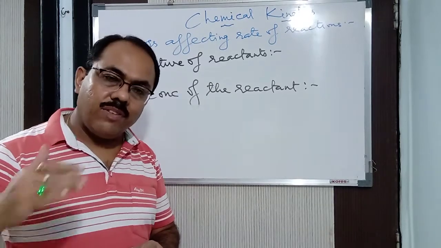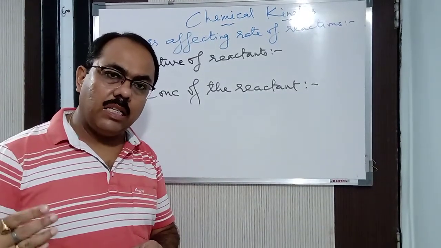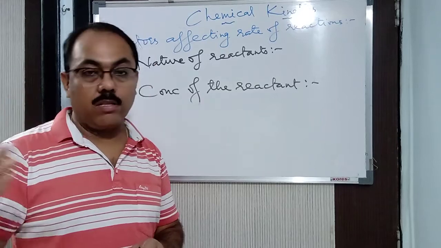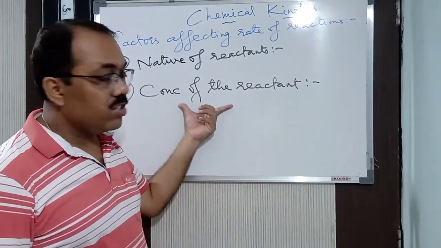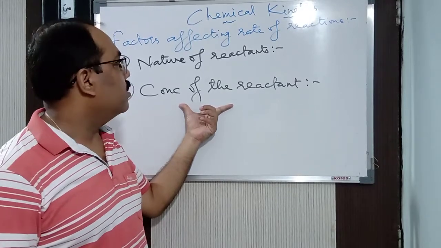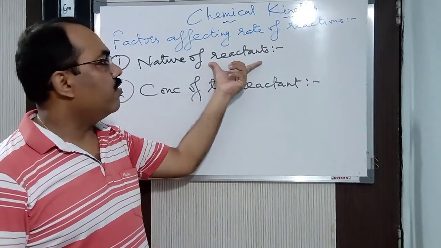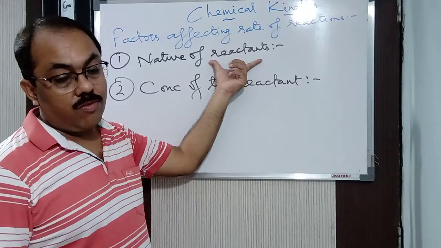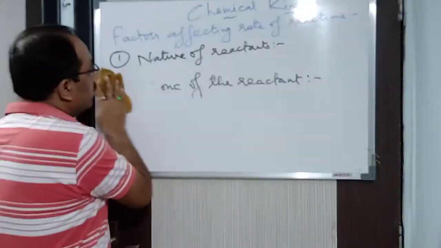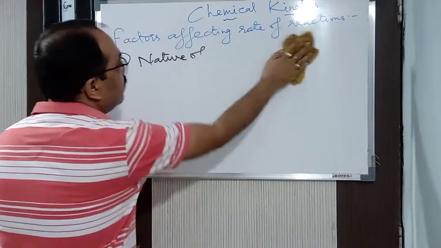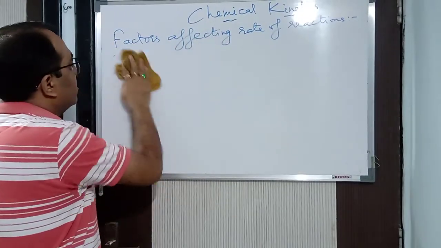Clear? So in this way, as the concentration increases, the rate of the reaction also increases. Alright? So here, the rate of reaction is directly proportional to concentration. And here also, the rate of reaction depends on the nature of the reactants involved. Next, after that, we will see the size of the reactant species.